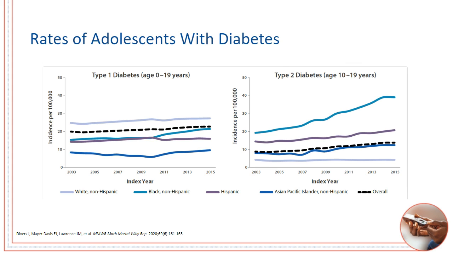But I want to highlight that we've really seen for a while a significant increase in the rates of type 2 diabetes in our adolescents, particularly in our Black, non-Hispanic, and our Hispanic populations. But we're seeing that across many populations. And you're going to want to be comfortable seeing our patients who have type 2 diabetes because this is becoming much more common.